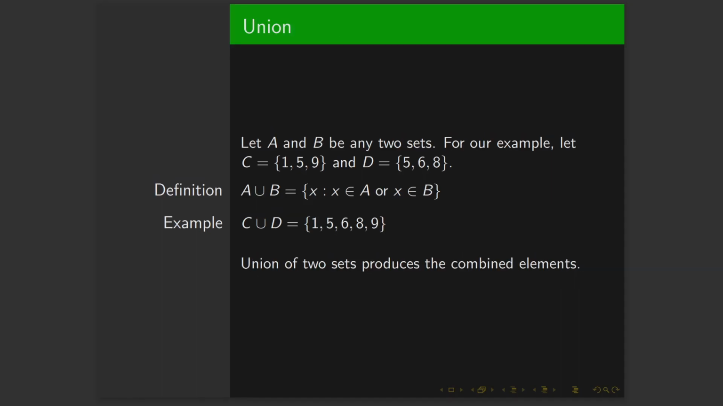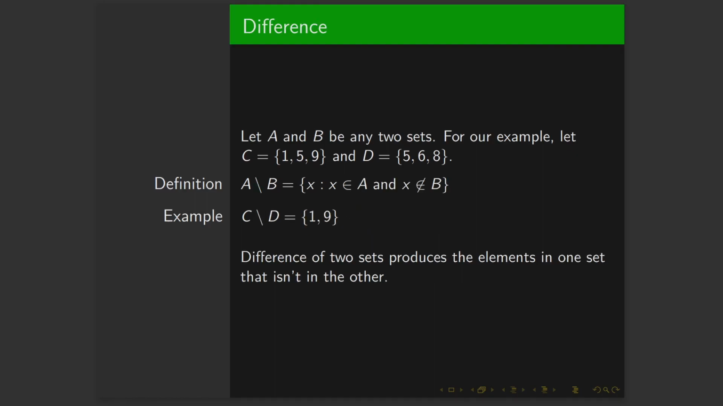Likewise, we have the union. In union, we use the word "or" instead of "and". So in the set builder, all the elements x of the form where x is in A or x is in B. What this will do is produce the combined elements, or the elements in both sets.